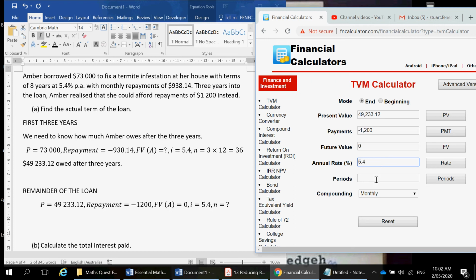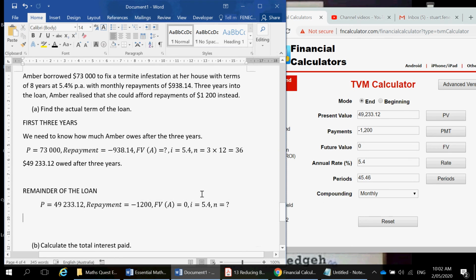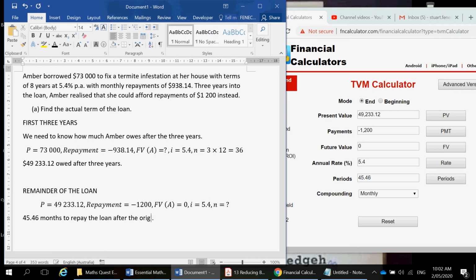Annual rate of 5.4. We want to know time periods. It is monthly, so we leave it at monthly. I click time periods, and it's going to give me something weird. I deliberately made this so it'd be a bit messier. 45.46 months to repay the loan. And that's after the original 3 years.